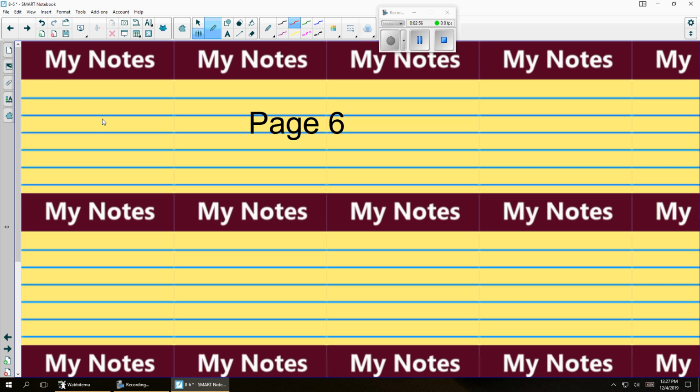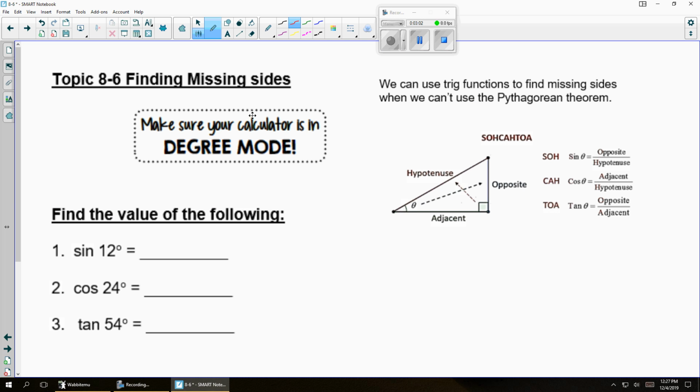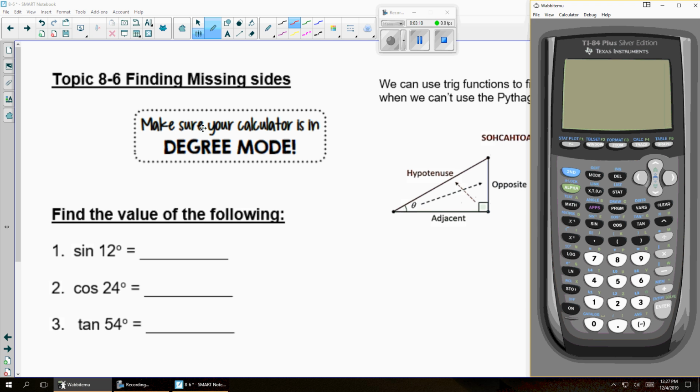So now flipping back to page 6, looking at the notes for topic 8-6. It says here at the top you need a calculator. So if you don't have a calculator yet, pause the video, grab a calculator. And the first thing it says is to make sure the calculator is in degree mode.